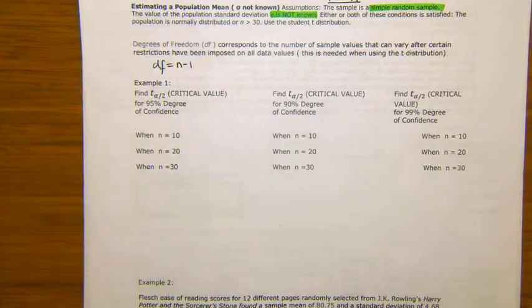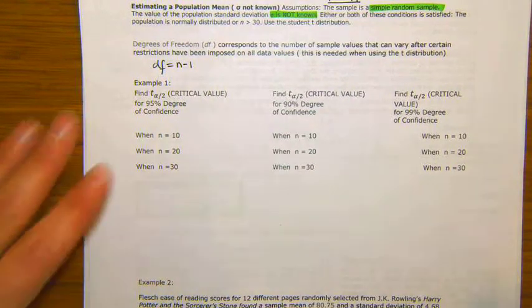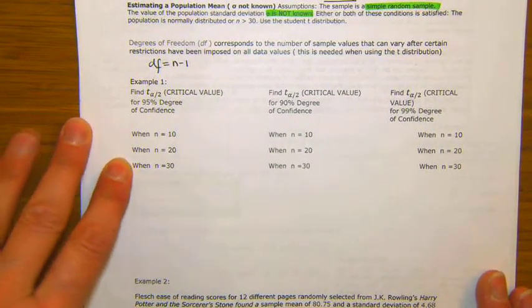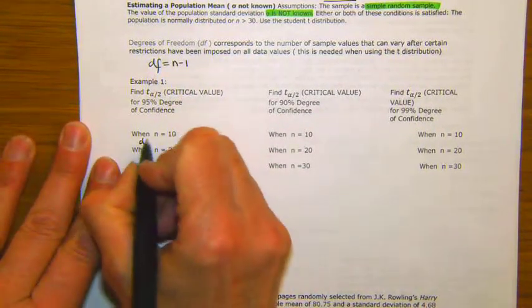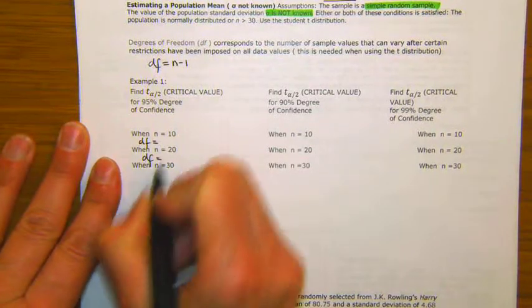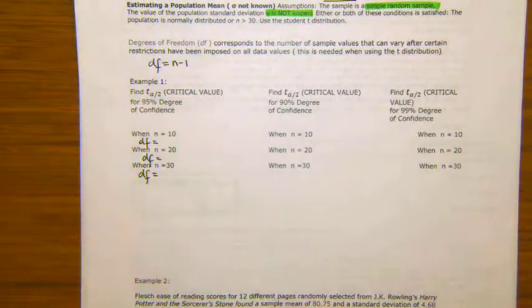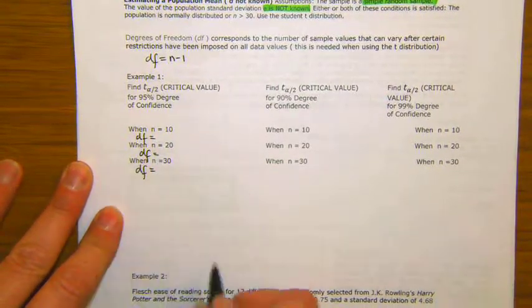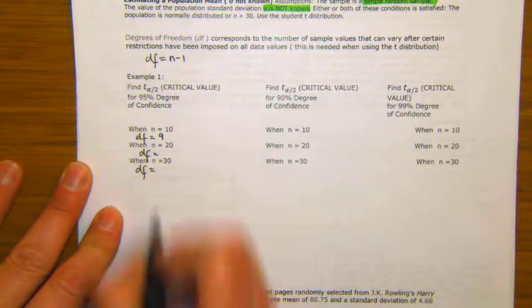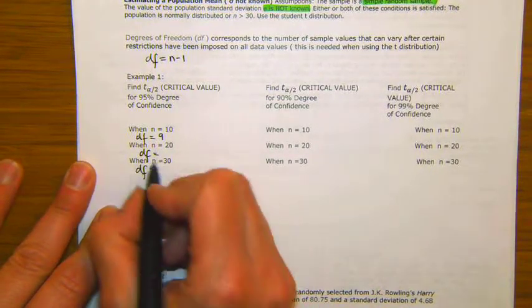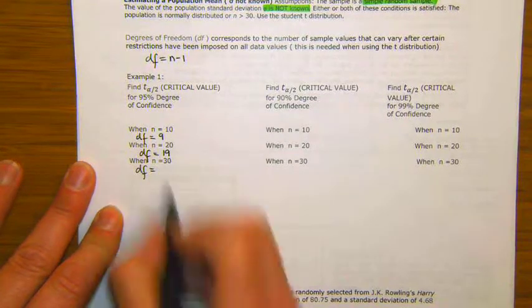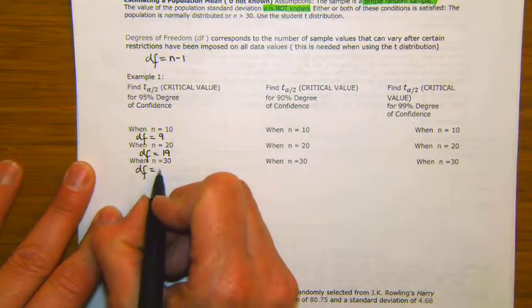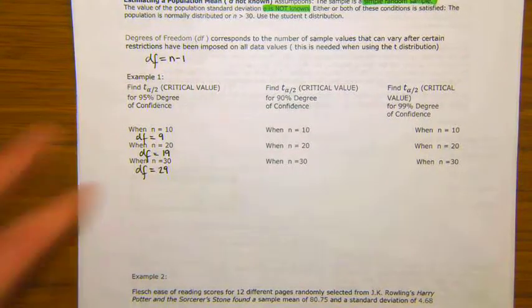So below that, we're going to find all these different critical values, and we're going to do a drawing very similar to before because the t-distribution looks very similar to a normal distribution. So let's first figure out the degrees of freedom for each one of these. And then I'm going to show you how to find it on the table. So for a sample size of 10, your degrees of freedom are, for a sample size of 20, your degrees of freedom are 19. And then for a sample size of 30, your degrees of freedom are 29.